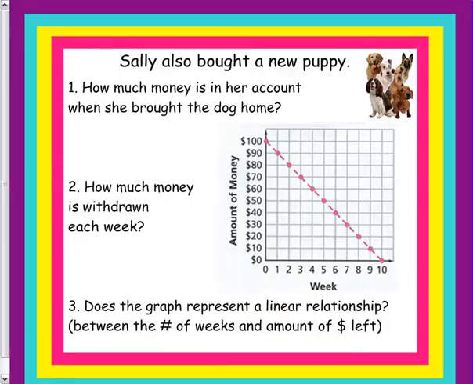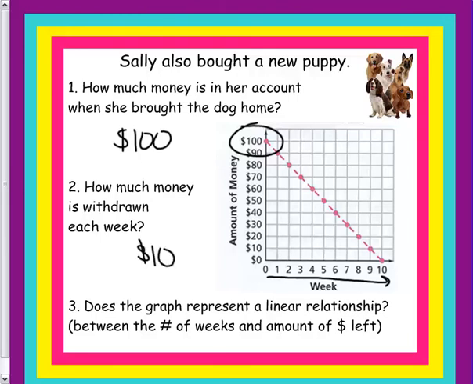All right, so let's look at Sally. She bought a new puppy. How much money was in her account when she brought the dog home? Now, Sally has a graph instead of a table. So if we look here, she had $100 when she first brought the dog home. If we look as the weeks increase, how much money is she taking out? She's taking out $10, because look, week 1, if we look here, it's $10. Week 2, $10. 3, 4, 5, 6, all of them, $10. Is this linear? Yes, because it forms a straight line. So between the number of weeks and the amount of money left, it is decreasing.